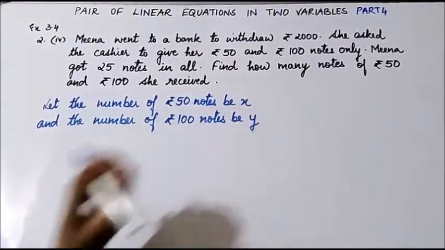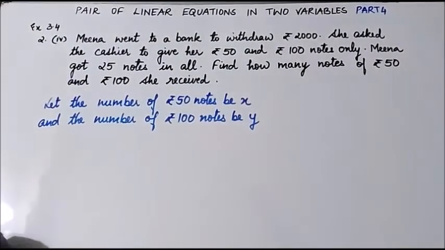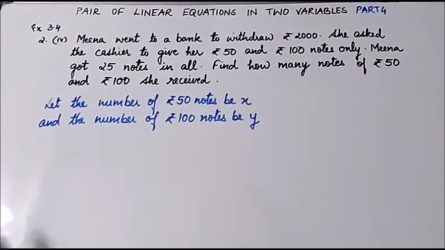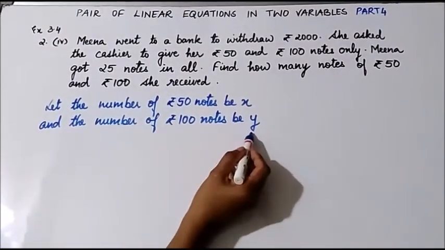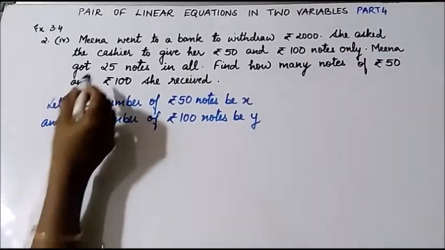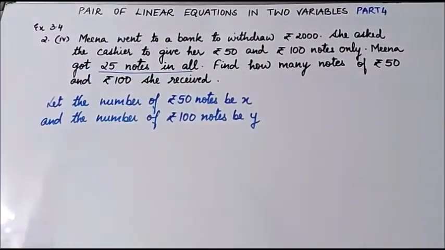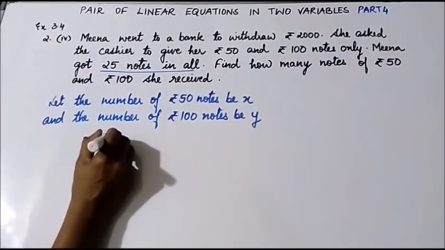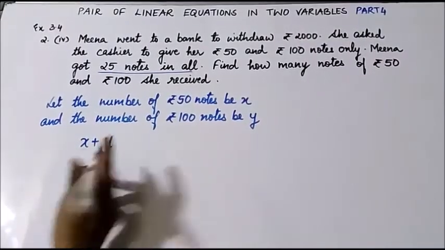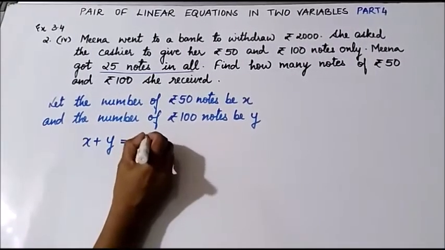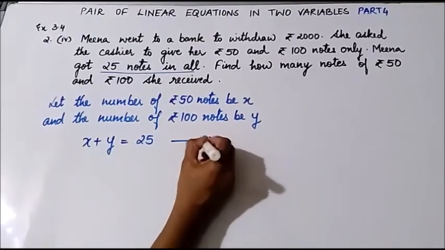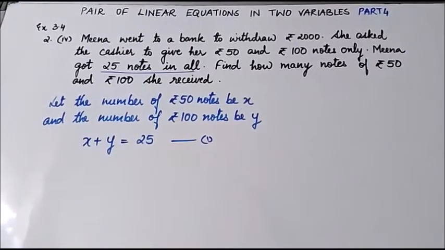be y. How many 50 rupee notes has Meena got? She has got x. And how many 100 rupee notes has she got? Y. Totally, what is the number of notes she has got? She has got 25 notes in all. That means x plus y, that is the total number of notes she has, is equal to 25. This is our first equation.